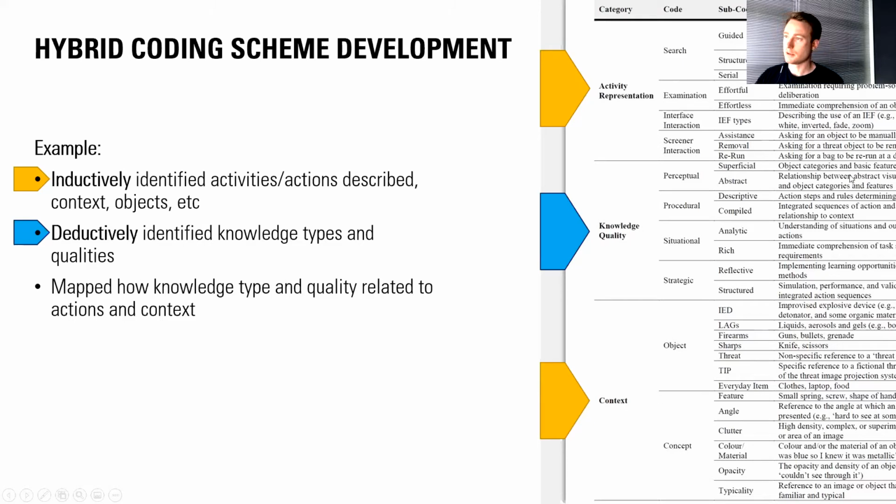And then I also applied the deductive coding scheme component of knowledge, type, and quality, which I talked about a little bit earlier. So in this case, I ended up mapping how knowledge, type, and quality related to different actions and the context that those actions were performed in. So we could explain not only what security screeners were doing at different levels of experience, but the knowledge underlying that and how it developed as well.